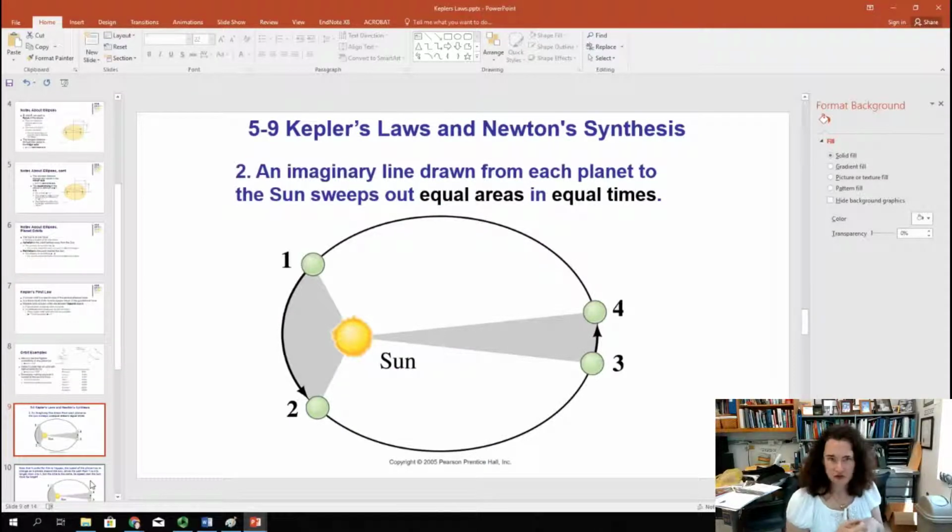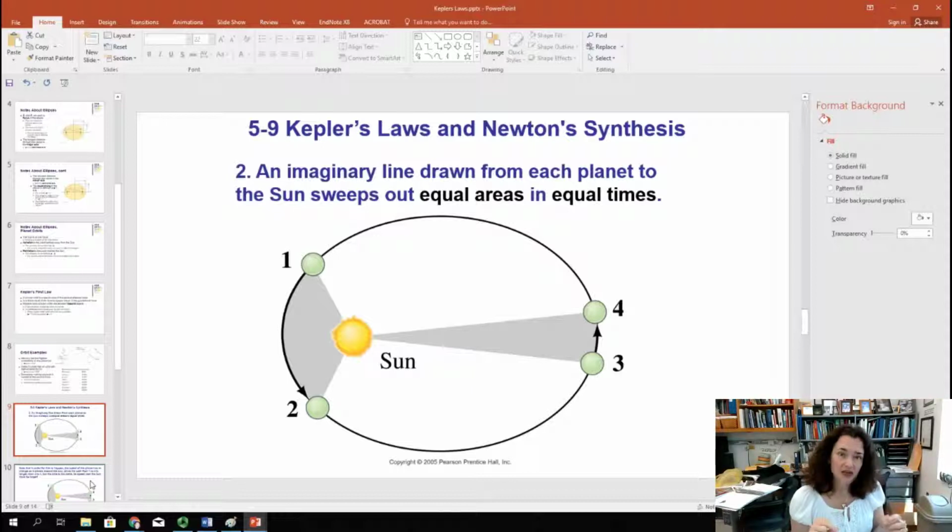Okay, enough about the first law. Kepler's second law says that an imaginary line drawn from each planet to the Sun sweeps out equal areas in equal times. So here in the cartoon, we can see a green planet, for example, in orbit about the Sun. Remember that the orbit is an ellipse with the Sun at one focus and nothing at the other focus.